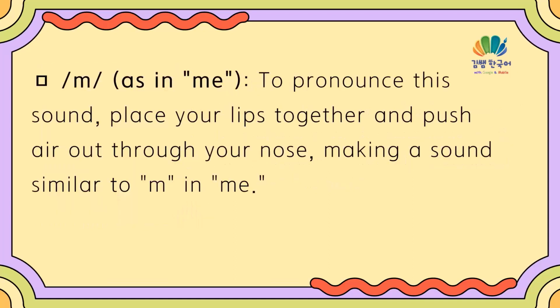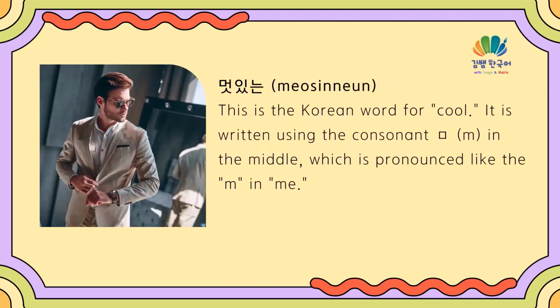In red, 미음. M, as in me. To pronounce this sound, place your lips together and push air out through your nose, making a sound similar to M in me. 멋있는. This is the Korean word for cool. It is written using the consonant 미음, M, in the middle, which is pronounced like the M.